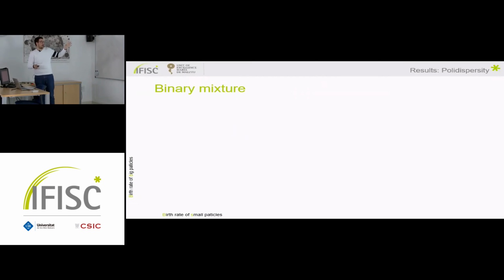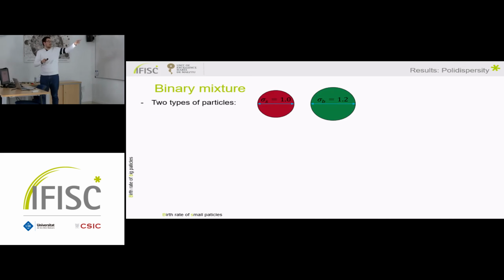The first of all is a binary mixture. What it means is we have two types of particles. They are identical, I mean one is bigger than the other, but the parameters are the same. And we put in a simulation with the same parameters, and the smaller one wins, because the bigger ones, due to the high size, have less survival in the system. And in a large time, all the green particles will disappear, because to reproduce, they need more space than red. If you have small space, the red will reproduce faster than green. And in a large time, all the green disappears.